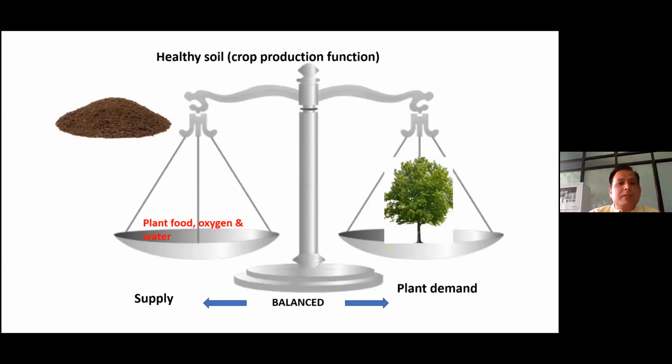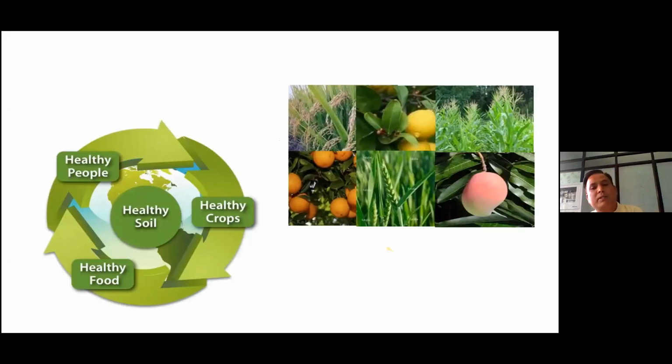If you see the crop production function, when the supply of plant nutrients is balanced with the crop demand, then we can say our soil health is good. Now, it is a very common thing that healthy soils can produce healthy crops, and from healthy crops, we can get healthy foods. And if we eat healthy foods, then we have a healthy population.